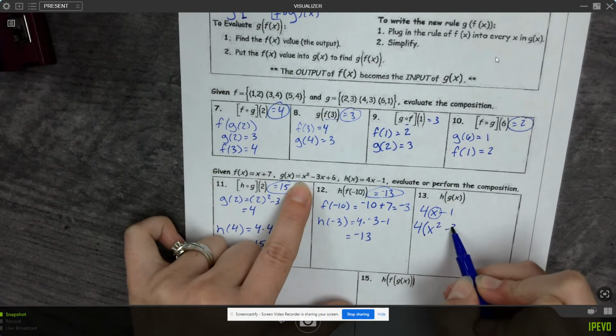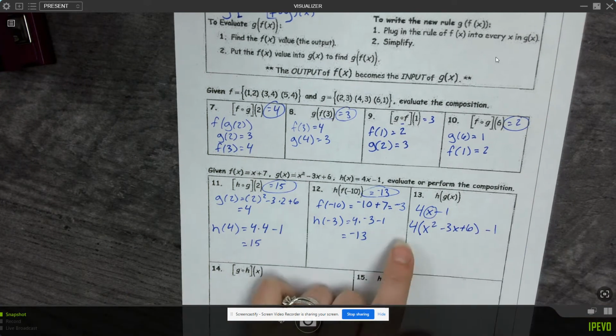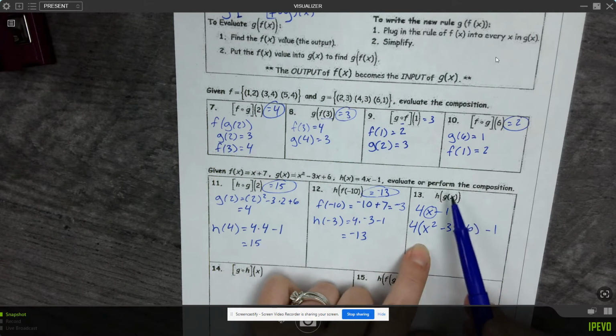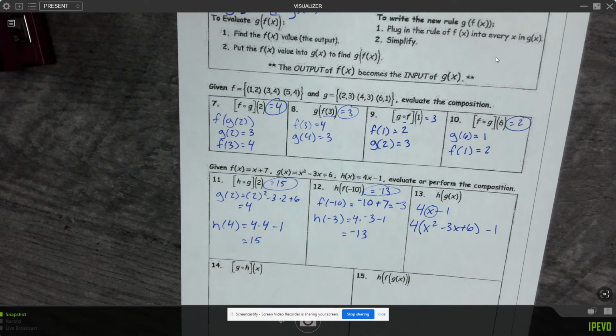So I'm going to have my 4x minus 1. And where I see an x, so 4 parentheses, plug in g of x: x squared minus 3x plus 6, minus 1. So this is the 4, this was my x, that's now g of x, minus 1. When you plug in a new function, you always need to put the function in parentheses. So when you take out x, parentheses, plug in your new function.